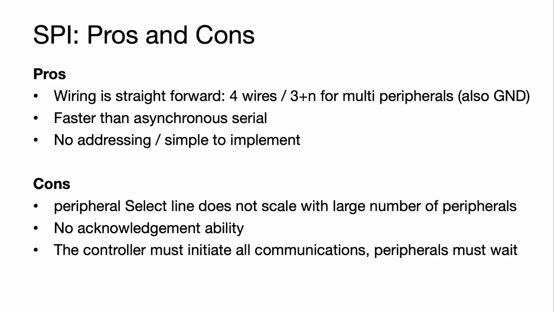The cons: when you want to talk to a peripheral, the select line doesn't scale to a large number of peripherals, at least not in the star configuration. And what I mean by star is you have one controller and then multiple peripherals that aren't connected to each other, that stand on their own. Okay?